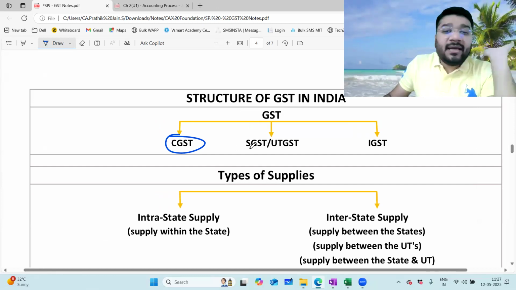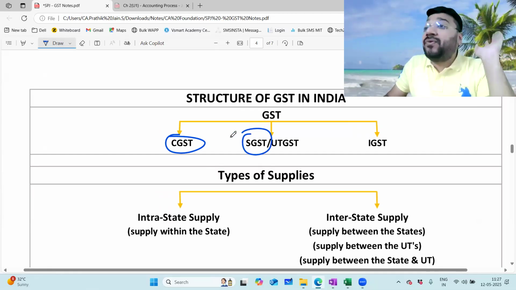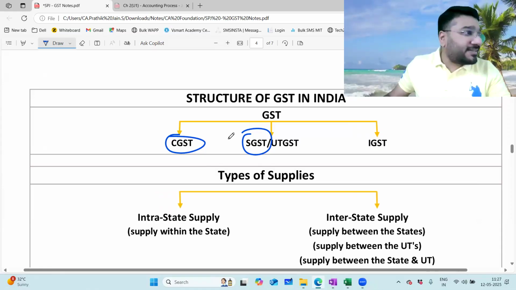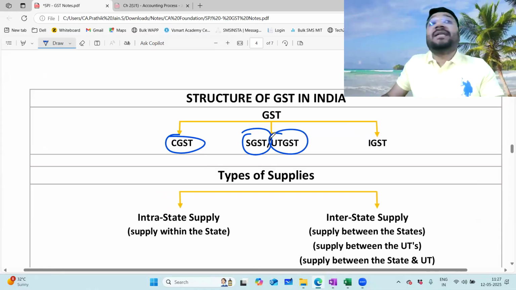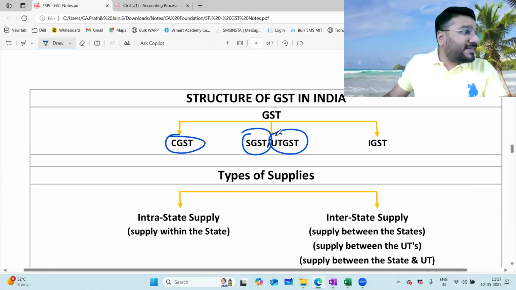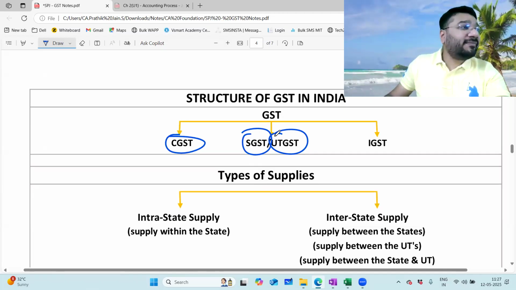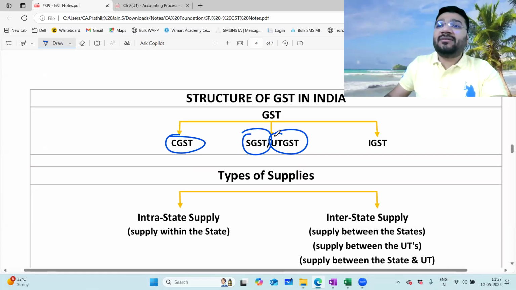Any problem? Then comes SGST. GST stands for goods and service tax. What is S here? State goods and service tax. Then UTGST. UT stands for Union Territories. How many union territories are there? 7. UT, somewhere you studied. Which standard did you study UT? 6th, 7th standard.